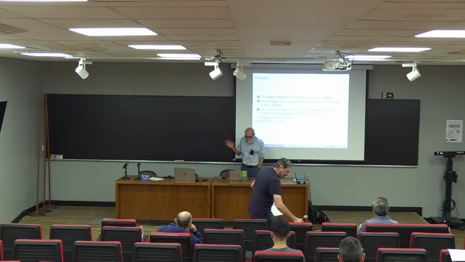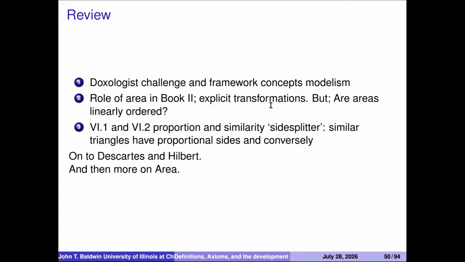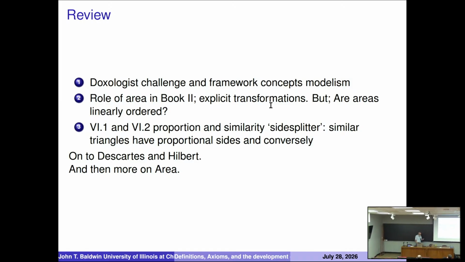So, just a quick notion of what we did last time. We worried about the doxologist challenge. How do you identify an isomorphism type? And saw that in order to really make sense of this question, one had to do something on the line of Carnap's frameworks.